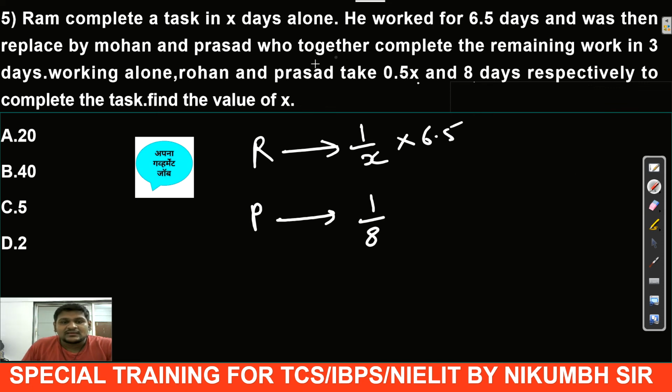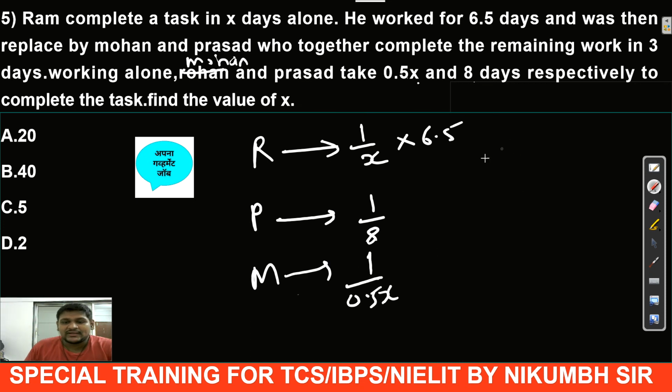Now see, Mohan and Prasad. So Mohan plus Prasad complete the work in 1 by 3 days. Yeah, there is an error. Here it is Mohan only. That's why I got a little confused. So it is Mohan only. So Mohan's per day efficiency is 1 by 0.5.